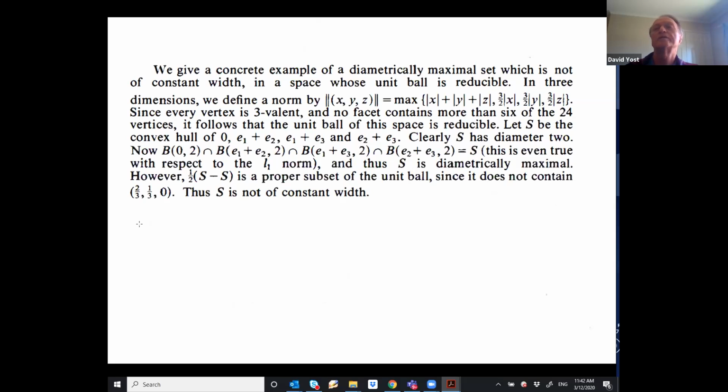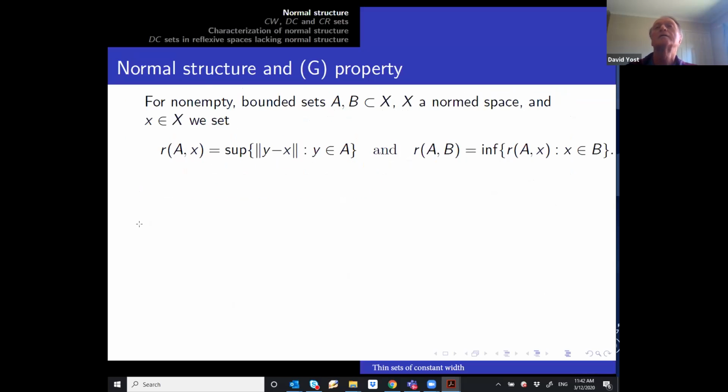Now, this was known much earlier, but I have a few more definitions first. This is a definition I omitted before. The Chebyshev radius of a set about a point x is the furthest away that you can get from x in the set. The Chebyshev radius of a set A with respect to a set B is the smallest possible Chebyshev radius for the set A with respect to points which belong to the second set B.